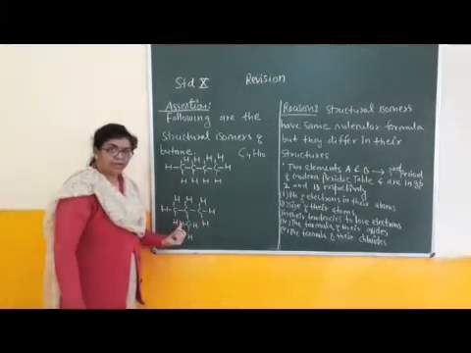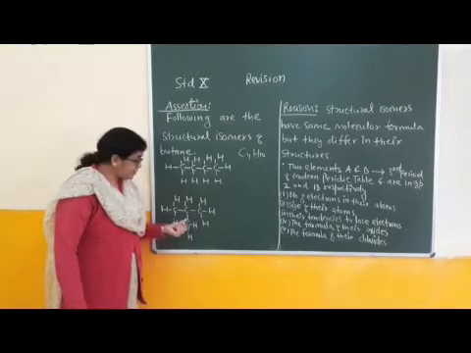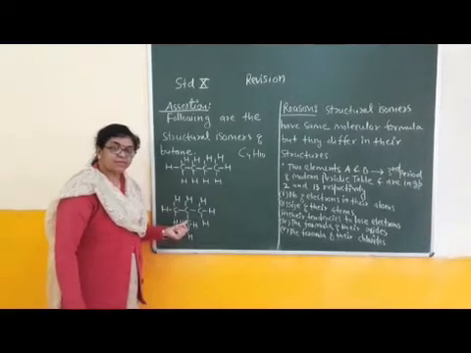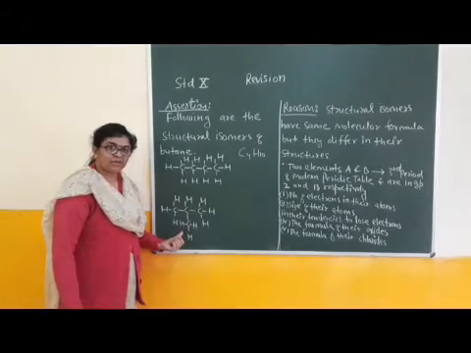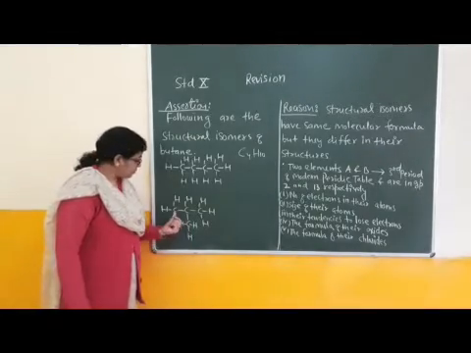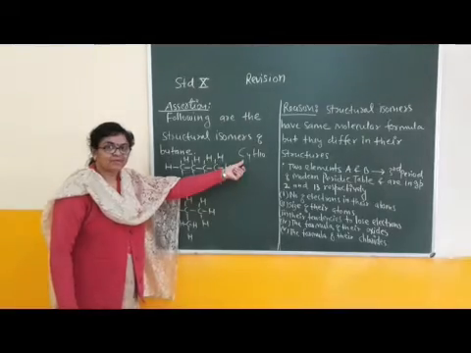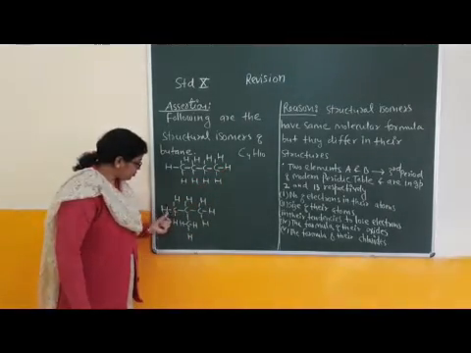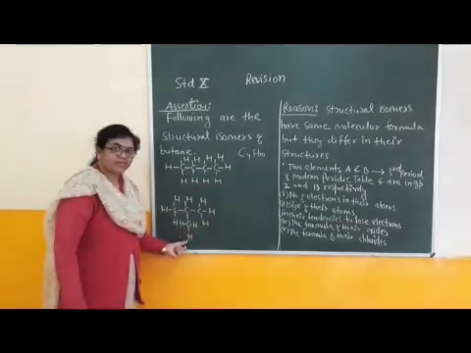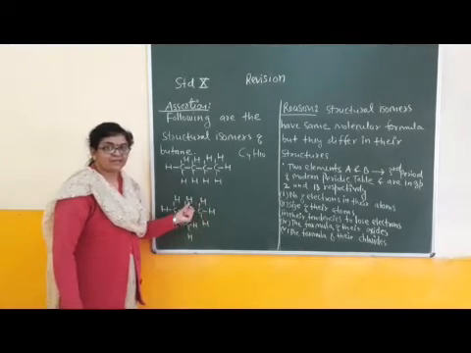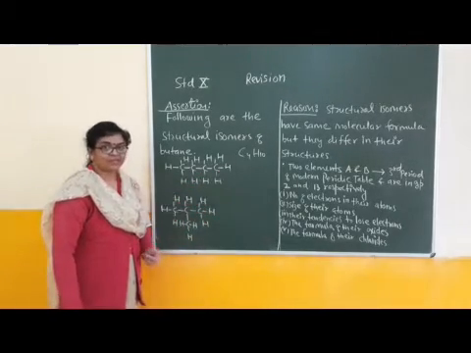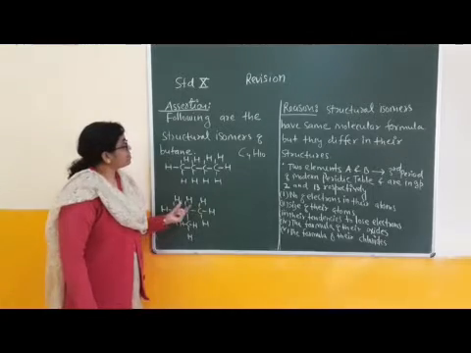How many carbon atoms and hydrogen atoms are present in this branched structure? First of all, count the total number of atoms of each type. Carbon atoms: 1, 2, 3, 4. Same number. Then hydrogen atoms: 1, 2, 3, 4, 5, 6, 7, 8, 9 and 10. Same number of hydrogen atoms. Right? Here what is given?